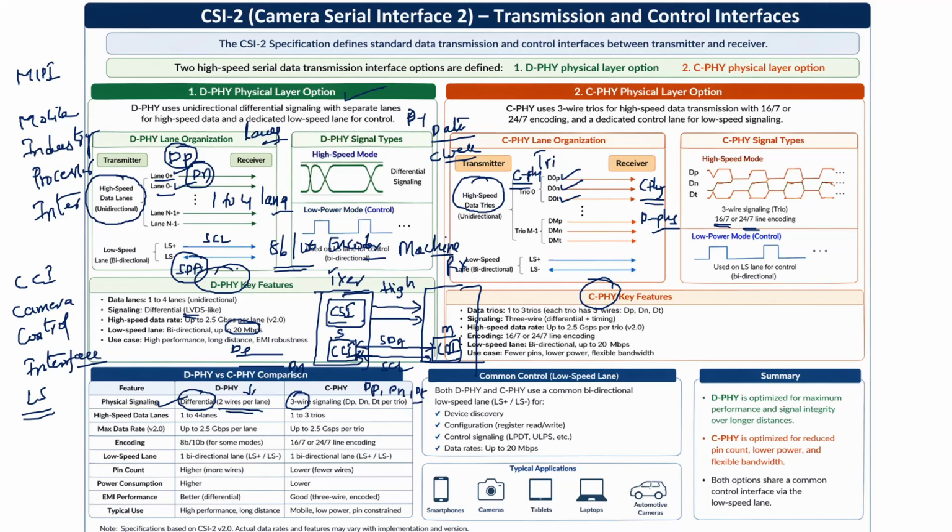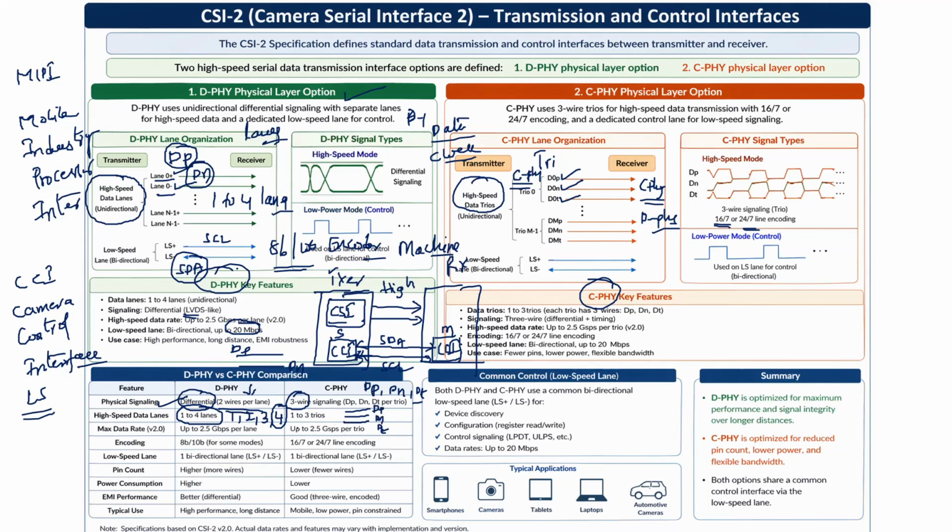Here, how many lanes are used for data transmission? One to four lanes we are using. So in between, you can use one lane, or two lanes, or three lanes, or four lanes. So the maximum number of lanes in D-PHY is four lanes, and then in C-PHY we are using three trios. So 1 to 3 trios, that means each lane has three wires, that is DP, DN and DT.